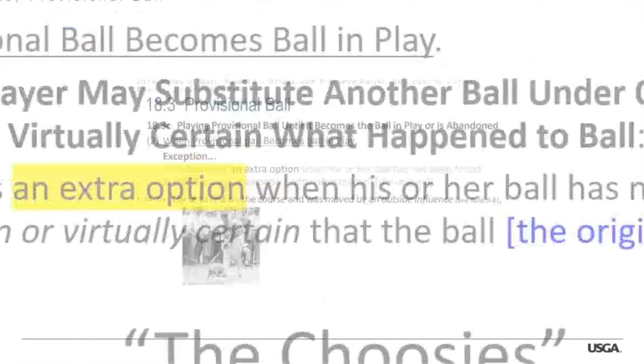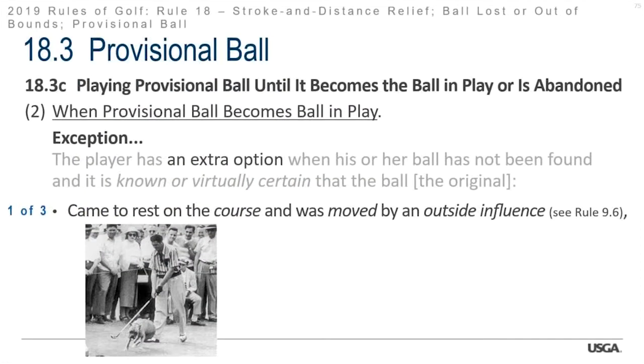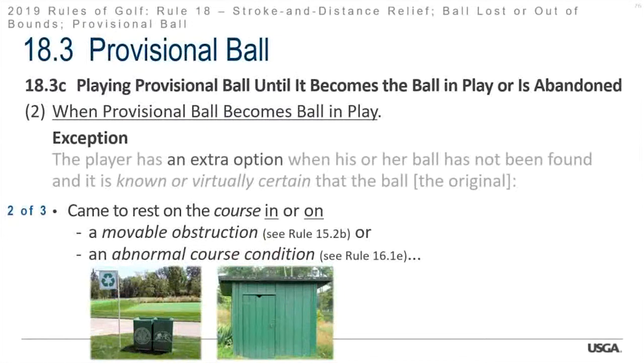So let's go through this very quickly. If we know that the ball has come to rest on the course and was moved by an outside influence, the dog example here, you can proceed underneath that rule, or you can play your provisional under stroke and distance. So you either get free relief, or you can go ahead and do your stroke and distance and keep playing the provisional. That's your choice. Okay? Why would you do that?